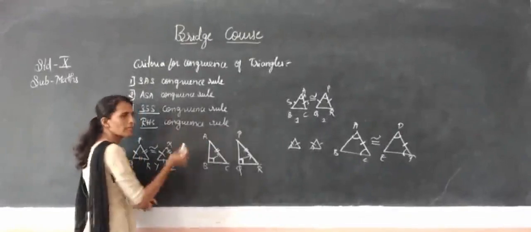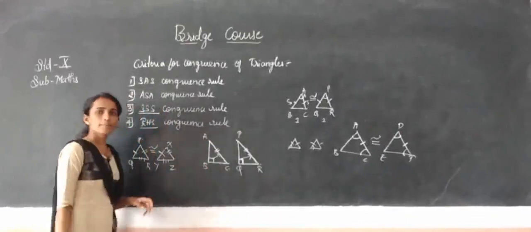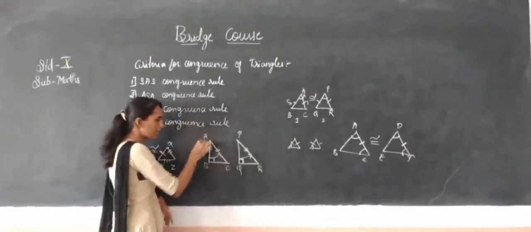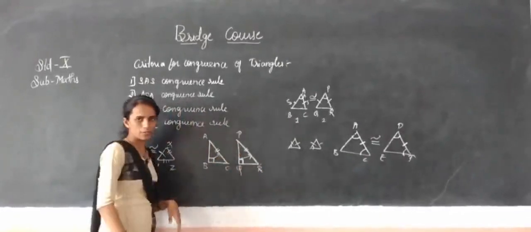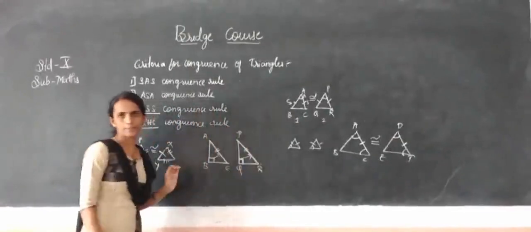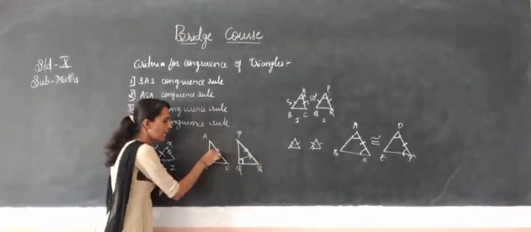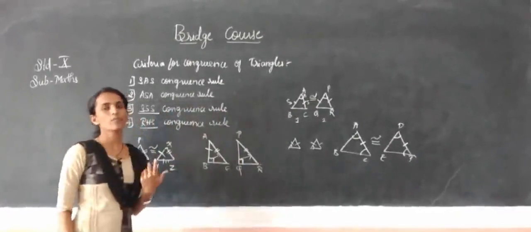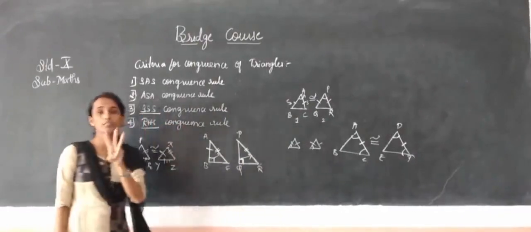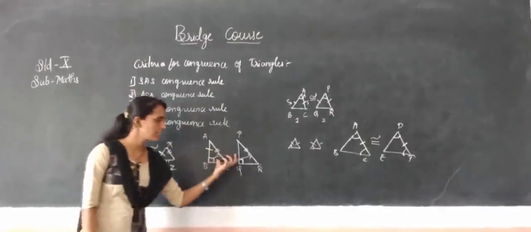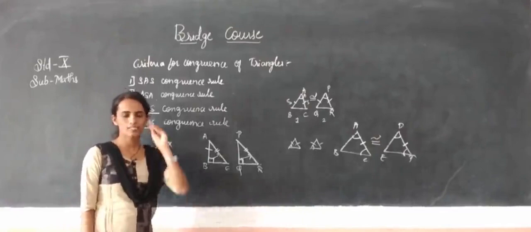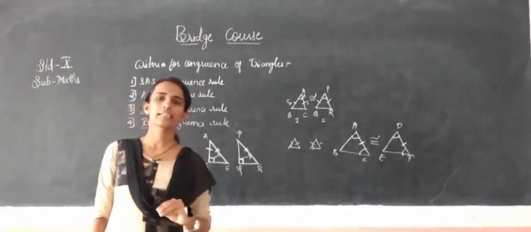It may be AB or BC. If you take AB, the corresponding side is PQ, and if you take BC, the corresponding side is QR. So right angle, hypotenuse, and any one side of the remaining two must be equal. When these three parts are equal, we can say that these two right angle triangles are congruent using the RHS rule. RHS must be applicable only for right angle triangles.